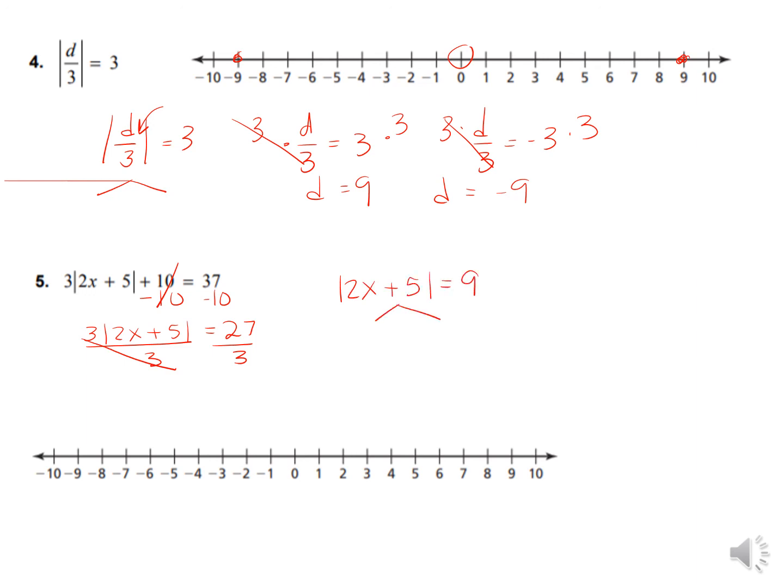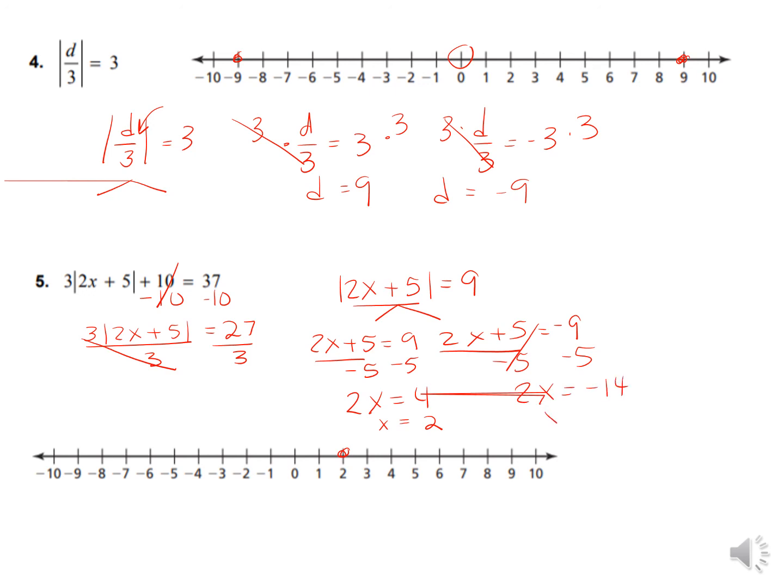I'm ready to split. 2x plus 5 equals 9. Again, the middle part's always the same. And that equals negative 9. So we have the positive answer and the negative answer. Now we're going to solve. 2x equals 4, x equals 2. So there is one answer. And we subtract 5. 2x equals negative 14. X divided by 2, x equals negative 7. So negative 7 is right there. Now you can see that those are the two answers for that problem.